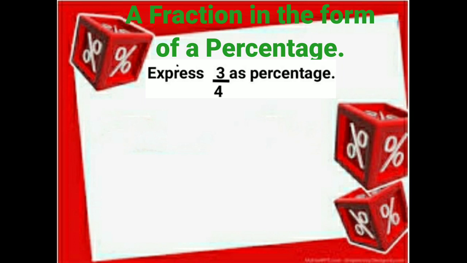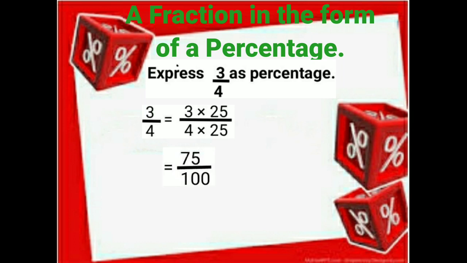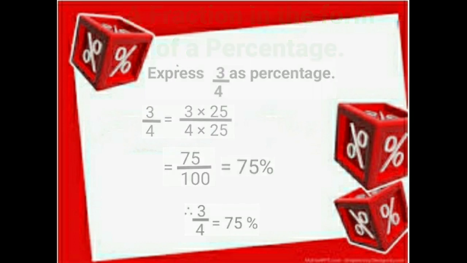We know 4 times 25 is 100, thus we multiply 3 upon 4 by 25, which is equal to 3 multiplied by 25 upon 4 multiplied by 25, which will give us the answer 75 upon 100, that is 75%. Thus, we get 3 upon 4 is equal to 75%. Let's take one more example.